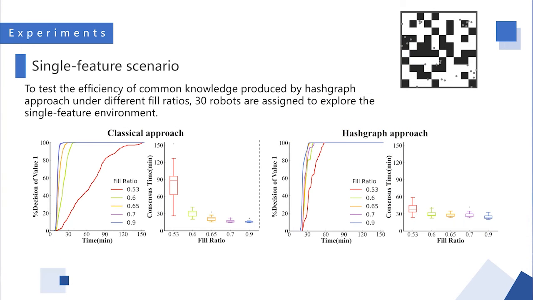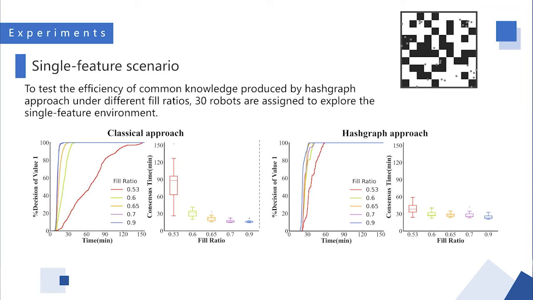Next, I will show the experiments. To test the efficiency of common knowledge produced by Hashgraph approaches under different field ratios, 30 robots are assigned to explore the single-feature environment. The performance of the classical and Hashgraph approaches are compared.